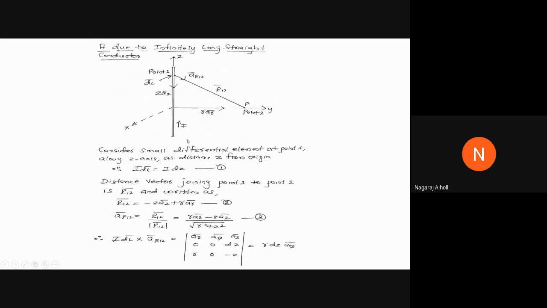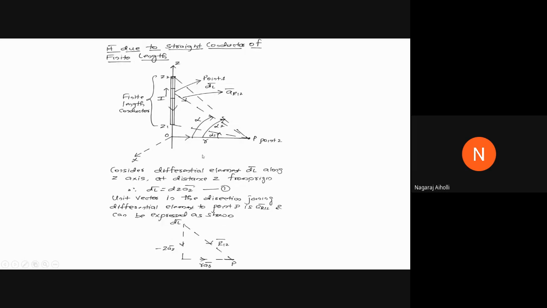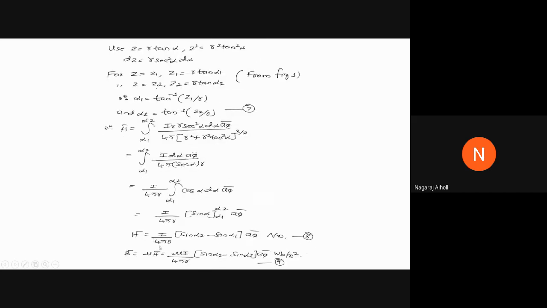So in today's class, students, we have taken up two derivations. One is H bar due to infinitely long straight conductor. We have derived the equation for magnetic field intensity as H bar is equal to I by 2 pi r A phi bar ampere per meter, and B bar is equal to mu H bar, it is mu I divided by 2 pi r A phi bar Weber per meter square. These are the equations for the infinitely long straight conductor. And when we consider the finite long straight conductor, the equation for H bar will be I by 4 pi r into sine alpha 2 minus sine alpha 1 A phi bar. Then B bar is mu I by 4 pi r into sine alpha 2 minus sine alpha 1 A phi bar Weber per meter square.